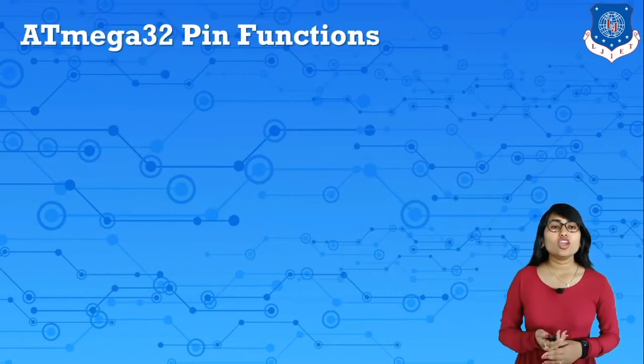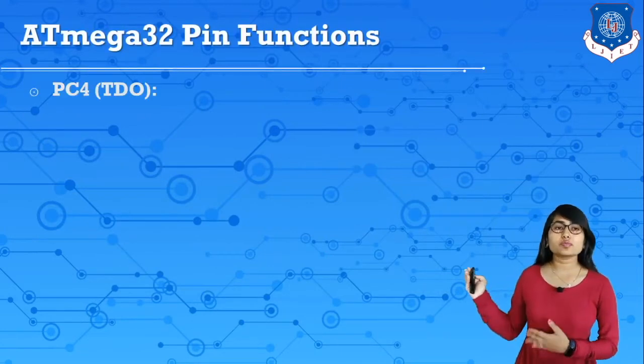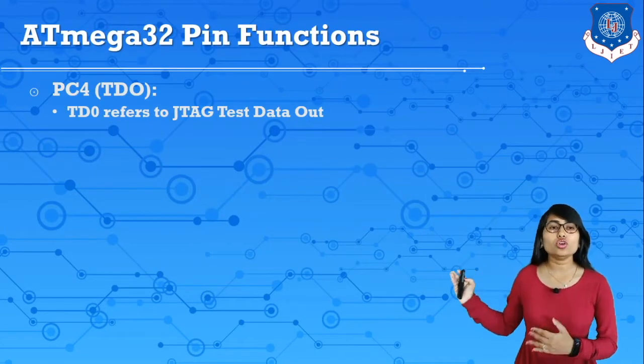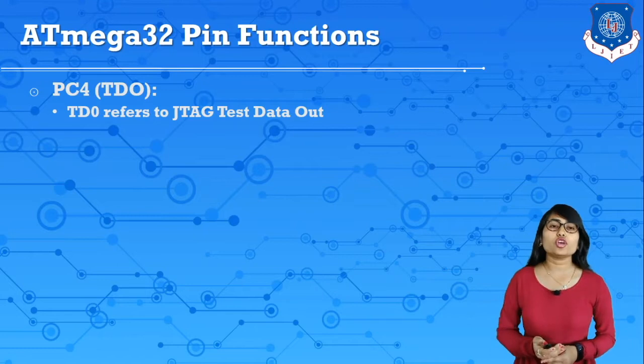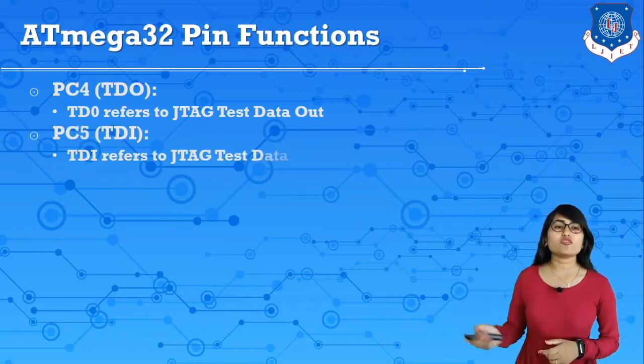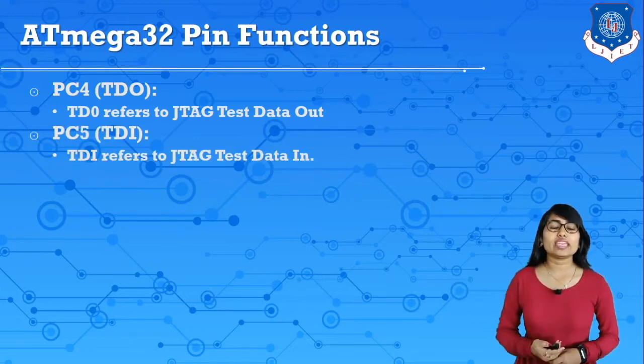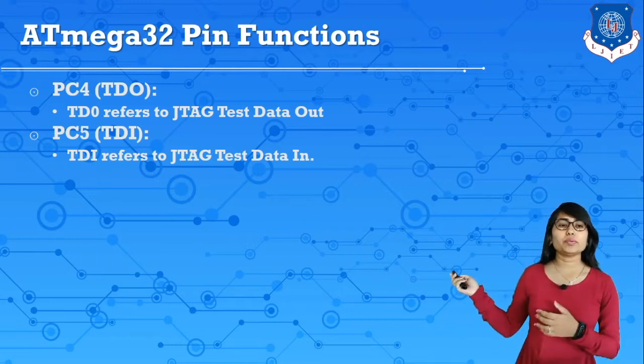Then PC4 is basically for TDO. TDO refers to JTAG test data out. Whenever we want to transmit our data out, this PC4 pin is used, and PC5 is TDI. Whenever JTAG is connected and we want to take data in, this TDI, which refers to JTAG test data in, is used.